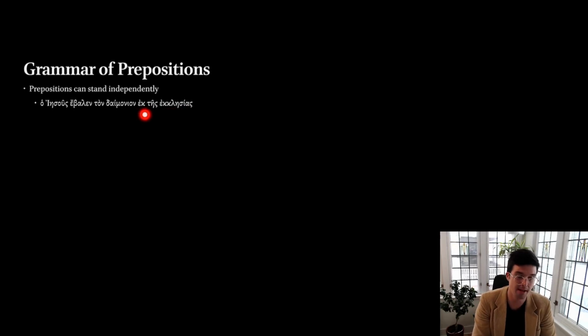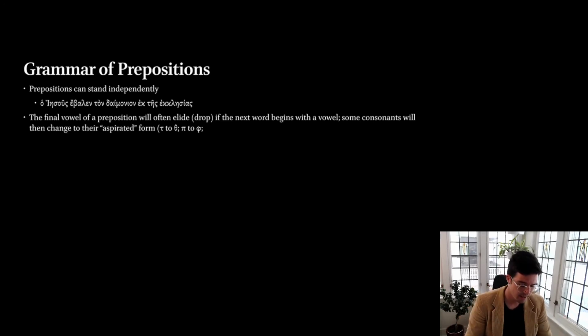But the point is that a preposition can stand on its own, or it can be added to the beginning of a verb. And sometimes you'll see both at the same time, that it would not be at all odd to see ha Jesus ex ebalen, and then still have ek tes ecclesias, that Jesus threw out the demon from or out of the church. That the ek is repeated. Greek often has no problem with redundancy, that it will repeat words, whereas in English we like to sort of simplify things and not have that kind of redundancy.